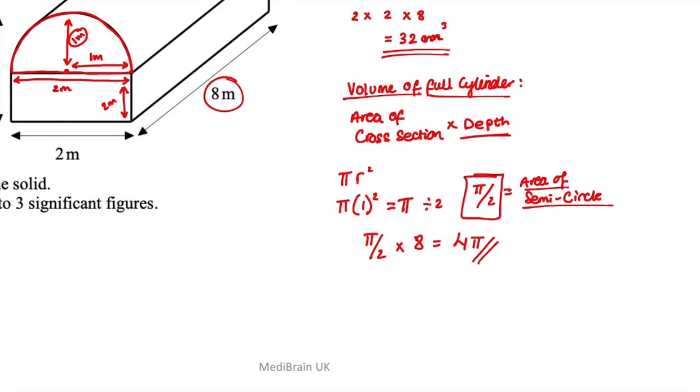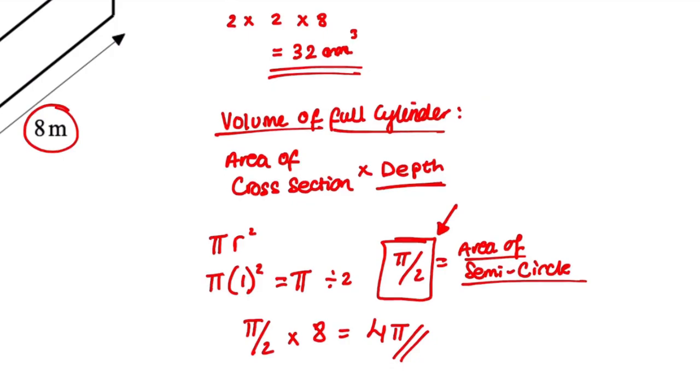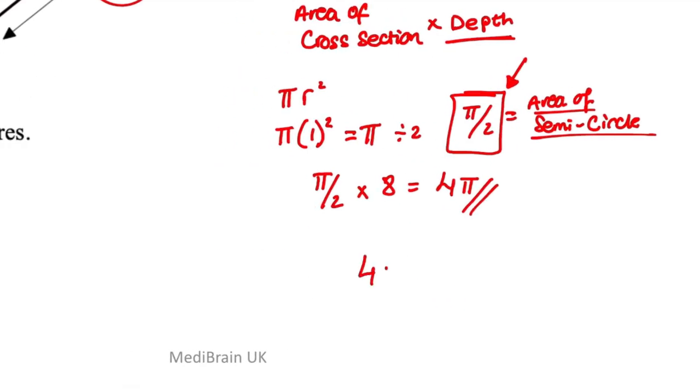Okay, so we worked out the area of the semicircle. Yes, this is the starter. We've worked out the area of the semicircle. That was pi over 2, as you can see over here. And then we multiplied it by the depth, which was 8, and we got 4 pi. All we're going to do now is add together 4 pi and 32 meters cubed. So 4 pi add 32 meters cubed.